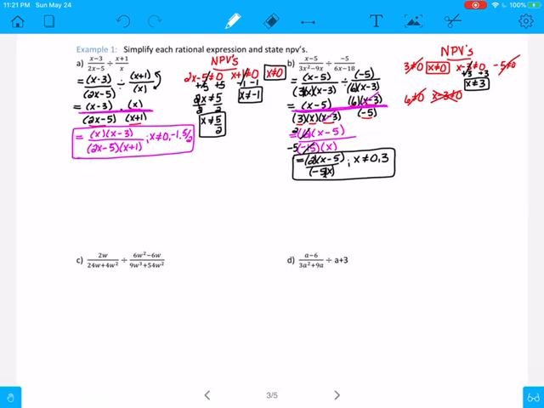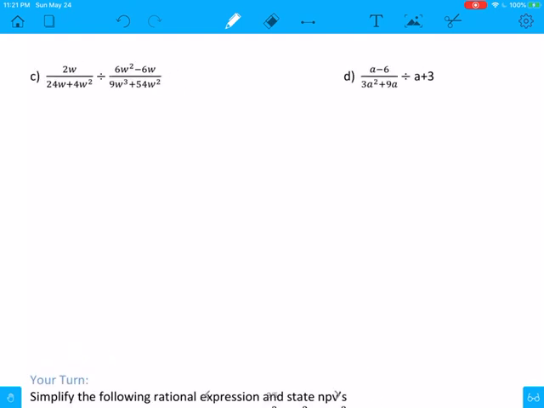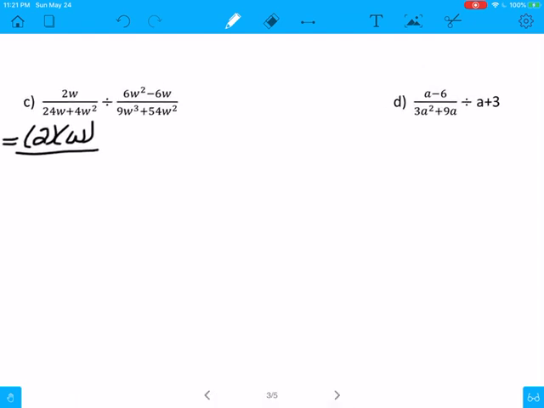Then we're going to go to C. So once again, I'm going to GCF and difference of squares my numerators and denominators. My left-hand side, 2w, is just going to be 2 and a w in brackets separately because they're multiplied. 24w plus 4w squared, I can take a 4w out. 24w divided by 4w is 6. 4w squared divided by 4w is w. And then the 4 and the w are in their own brackets because they're multiplied.